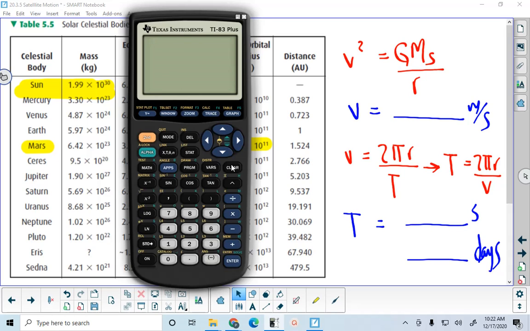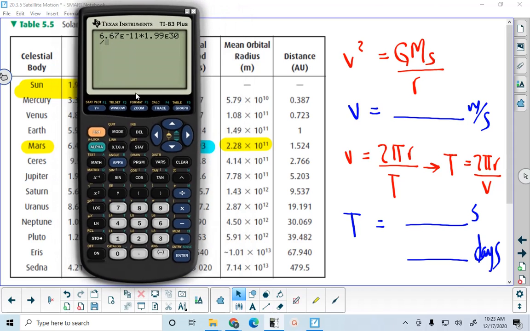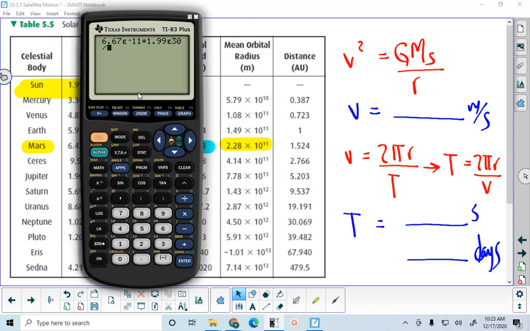To find the speed, we take G, which is 6.67 multiplied by 10 to the negative 11. We multiply by the mass of the sun, which is 1.99 times 10 to the 30. And we divide by the radius of Mars' orbit around the sun, which is 2.28 multiplied by 10 to the 11 meters. A lot of numbers swimming around here. So you need to be careful and double check everything. I think I'm okay. I have to take the square root.